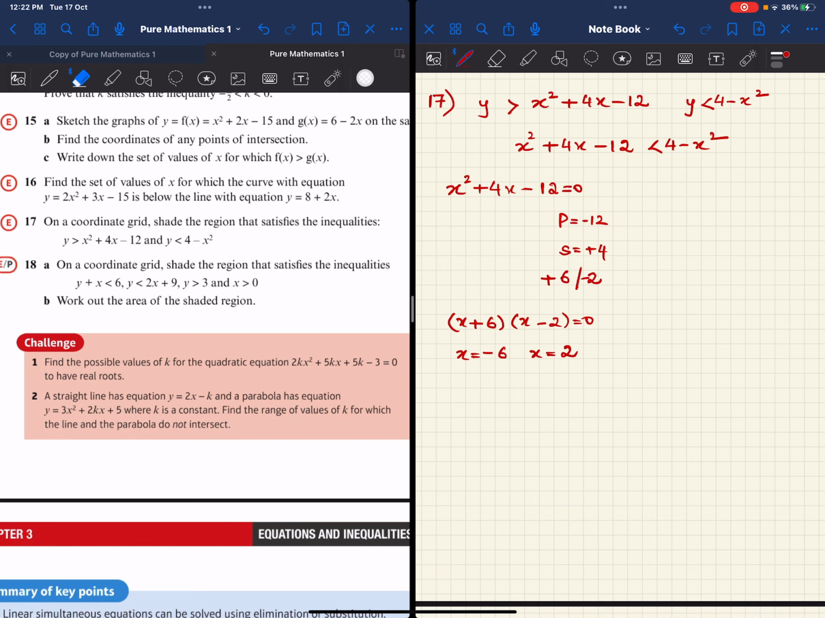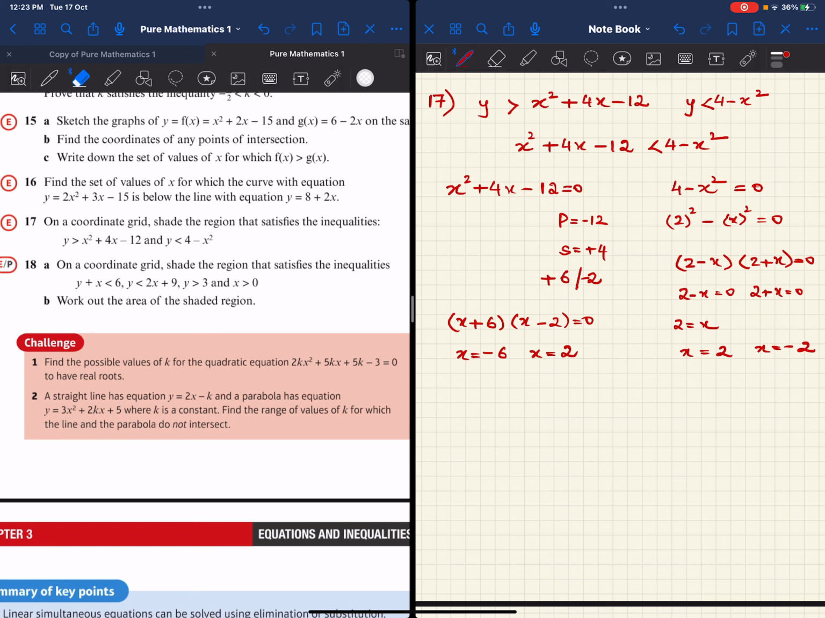On the other hand, I have 4 minus x squared. We equate it to 0 to find its x-intercepts. This can be factorized by the difference of two squares, the a squared minus b squared identity, so that is a minus b into a plus b, or 2 minus x into 2 plus x. Therefore, 2 minus x is equal to 0 and 2 plus x is equal to 0. So x is equal to 2, and here x is equal to negative 2.